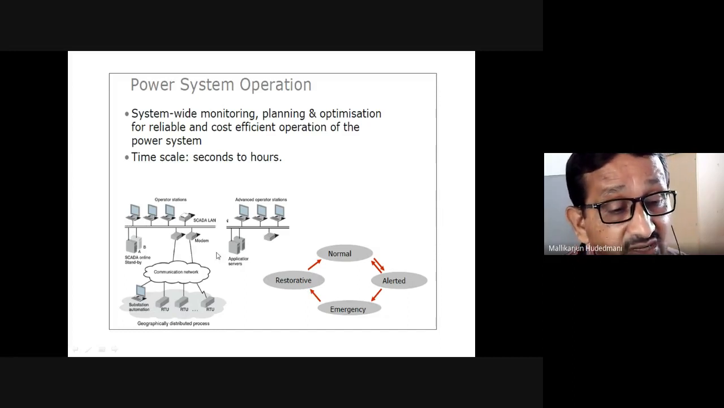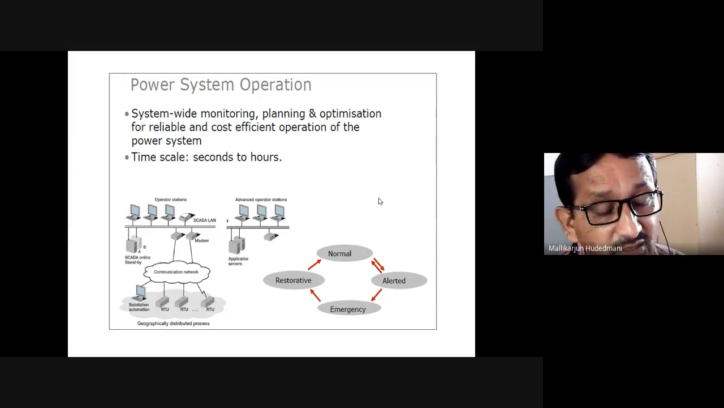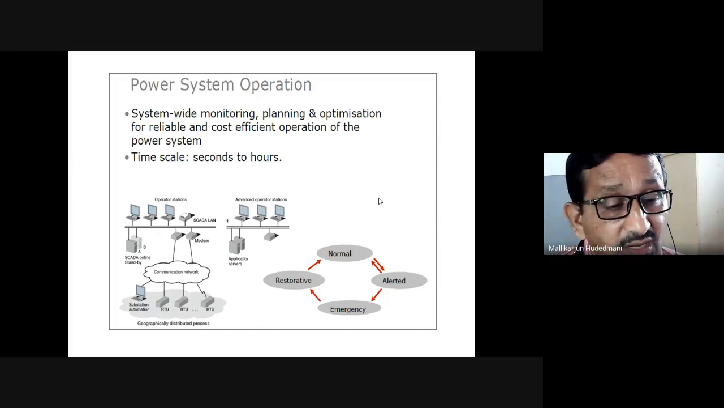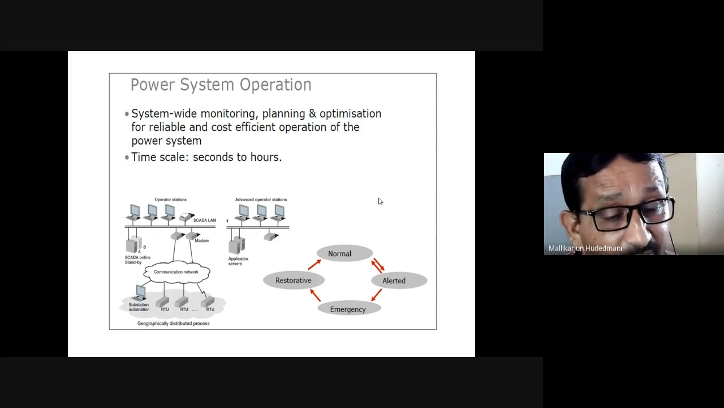This is a facility and what I can say is the scope: system-wide monitoring is possible. I can monitor only a selected view. I can monitor the entire plan of the power system like that. That is possible. When that is possible, an effective operation is highly possible.